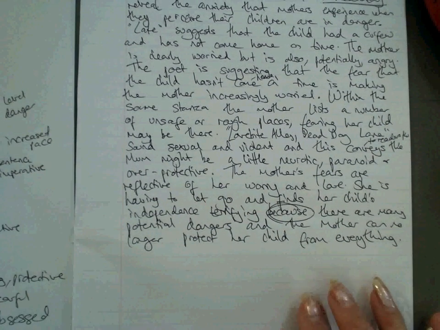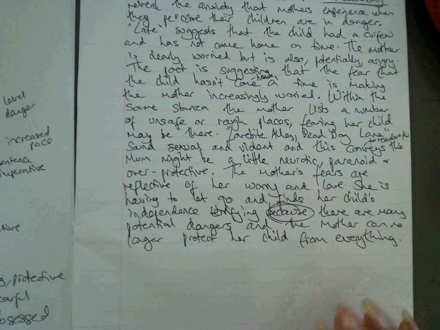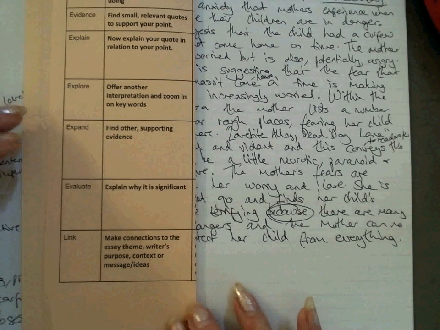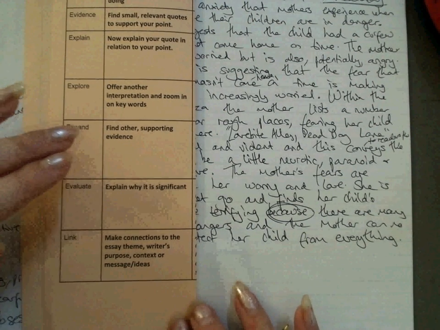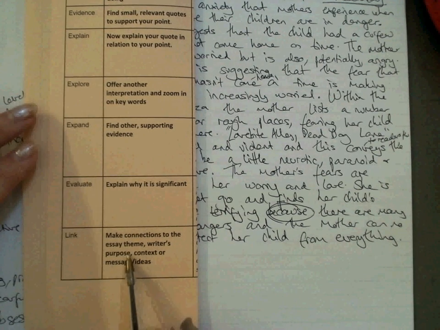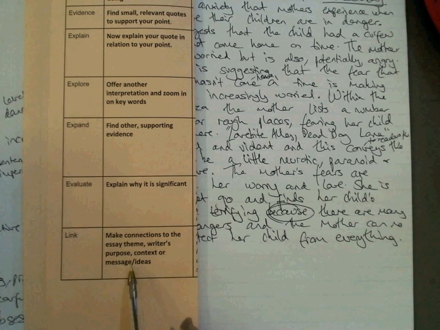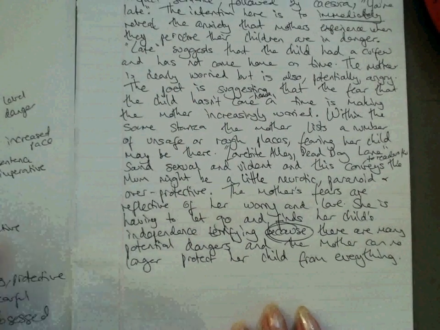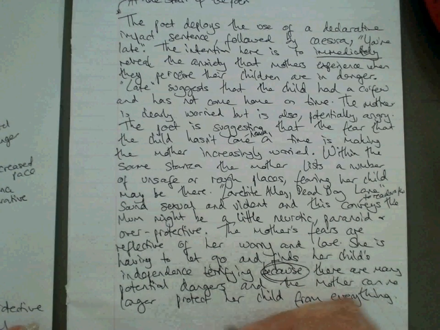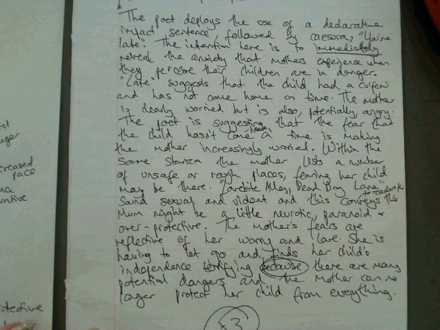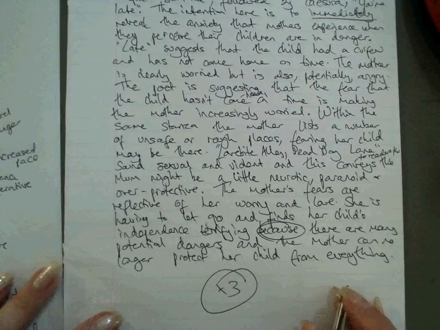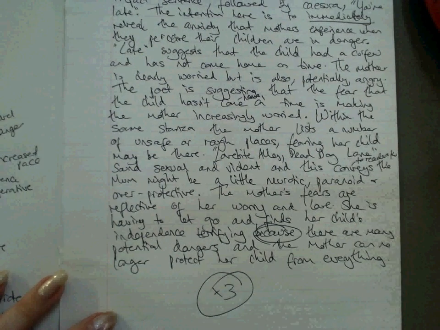So I've taken a really small quote, a really tiny detail from the beginning of the poem, but I've really tried to use my PEEL system to go into depth, to find other interpretations, other supporting evidence, to explain why something might be significant, and then to link it back to this idea of the theme, the writer's purpose, or the message and ideas. What I'd be encouraging my class to do, even though it's going to be tough going at the end of a really challenging exam, is to do 3 of these points, and if they were able to do something along those lines, I'd be confident that they would be getting full marks for this question.